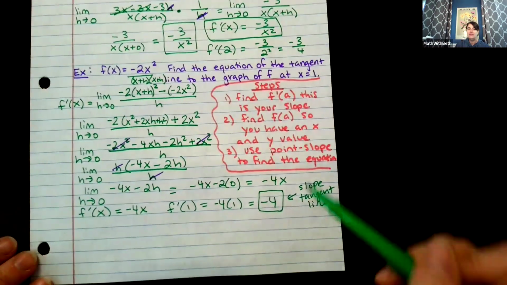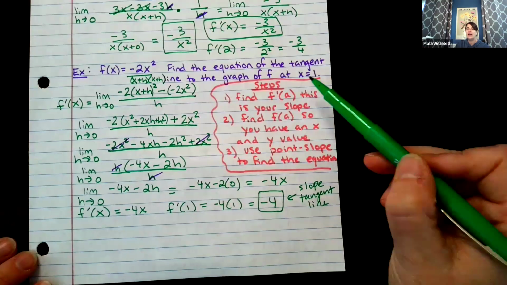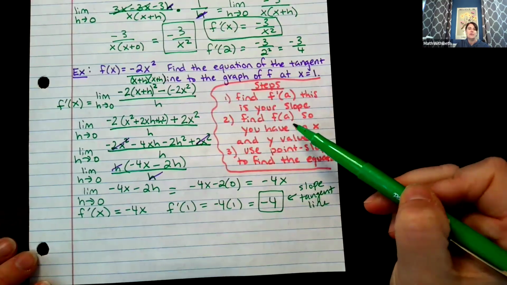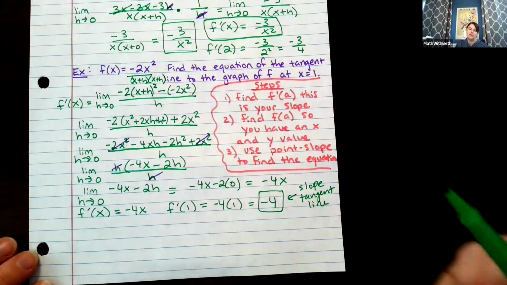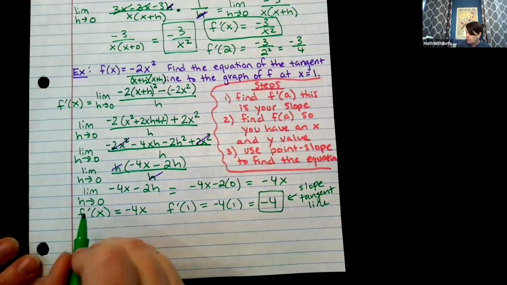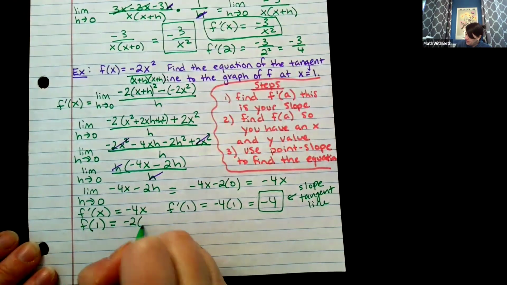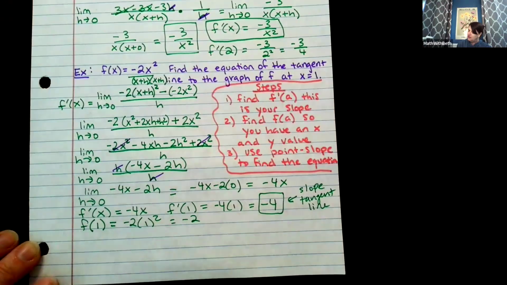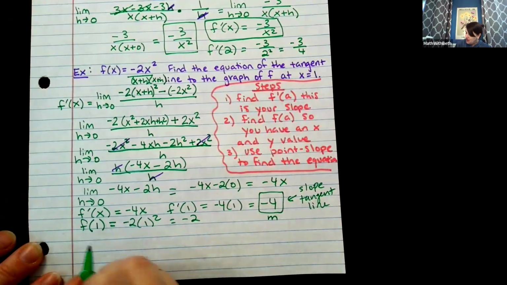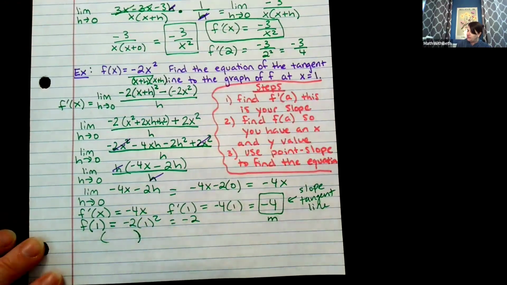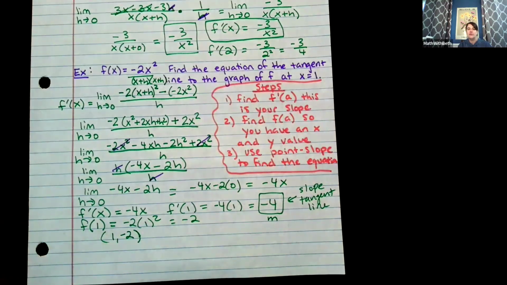So now I have the slope, but I also need a point, and all we have right now is an x value. So the next thing I'm going to do is find f of a, meaning plug in that x value to the original equation to get the y. So f of 1, since that's the x value they want us to focus on, would be this, which means negative 2. So right now we have our slope, so we have our m, and we have a point on the original graph because when x was 1, we plugged it in and got negative 2.